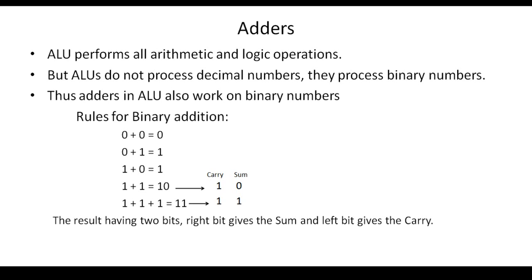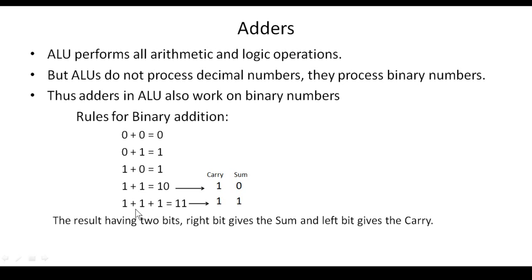There are some basic rules for binary addition, which you already know. That is, 0 plus 0 is 0, 0 plus 1 is 1, 1 plus 0 is 1. This is a general rule. 1 plus 1 is 10. We already discussed addition of binary numbers in some previous videos. You will have a 2-digit number. Since you have a 2-digit number, one will be the sum and the other will be the carry. The rightmost digit is the sum and the left digit is the carry. So you can write it like this: carry 1, and then sum 0.